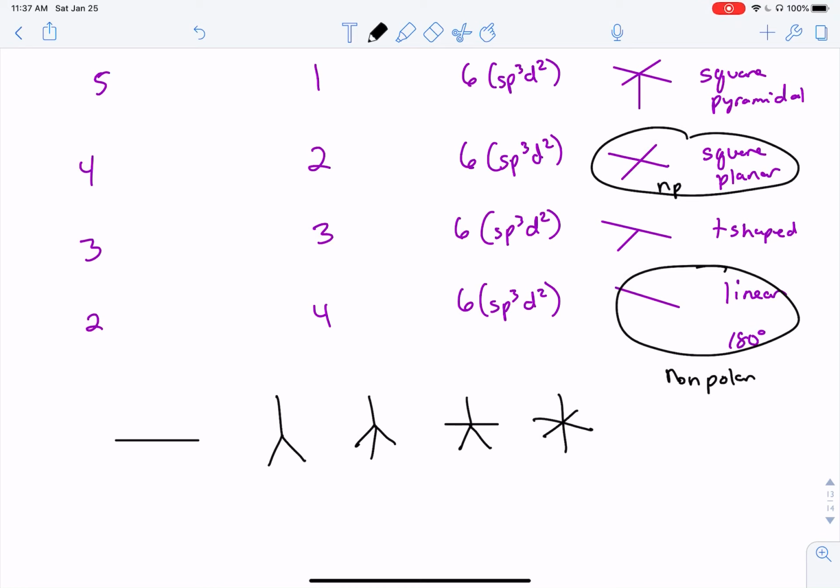I guess the rule of thumb, if you want a rule, you would say any molecule that has a lone pair that's not linear or planar is polar. I guess if you want to make a rule up, you would say any molecule with a lone pair that's not linear or planar is polar. That's a safe rule if you want to make a generalization. So any molecule that has a lone pair or lone pairs that's not linear or planar is polar.